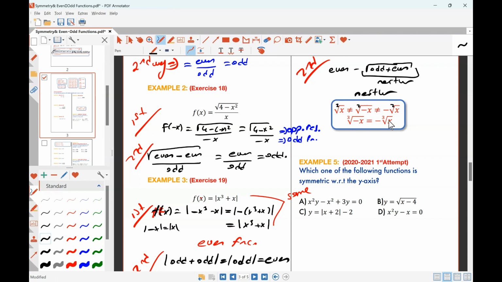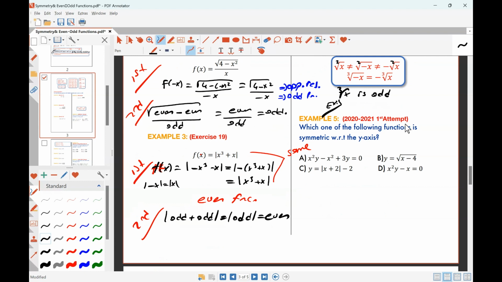So according to this note, we can say cubic root of x is an odd function, because when you switch your x with negative x, it will be negative cubic root of x. It will be the opposite result. So this function is an odd function. So this is just an example you may face. Let's solve a ministry question now.